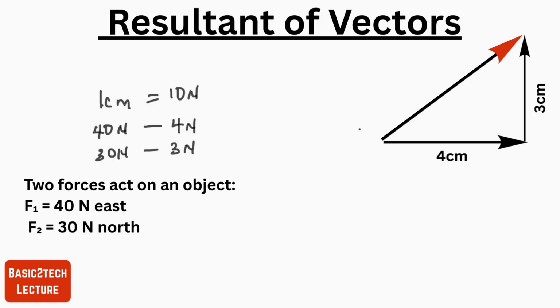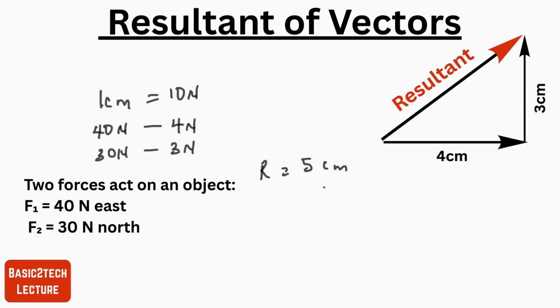Now the resultant is the line that you draw from the tail of the first vector to the tip of the last vector. That line is your resultant. So take your ruler and measure the line from the tail of the first vector to the tip of the last vector. You should get approximately 5 centimeters.